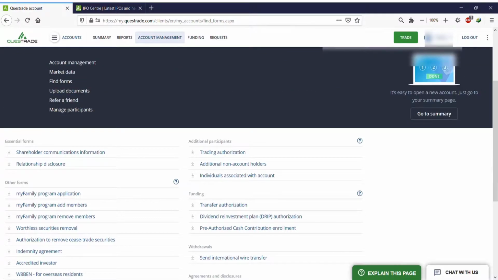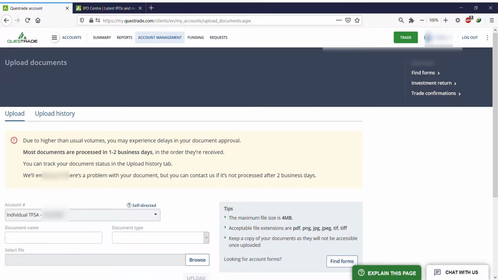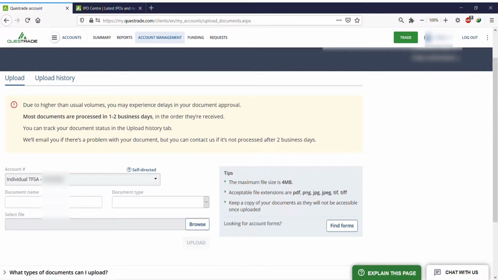Again, we go to account management. And under account management, if you go to upload documents, here's where you can upload any document that you want. Depending on which document, you can choose. So for example, if I click on document type, there is government issued photo ID. If I click this, for example, I can upload my ID to Questrade. There is, I think, direct deposit, let me see. Yeah, direct deposit form. This is what I highly recommend you do, although it doesn't ask you, but I highly recommend you get your direct deposit form from your bank.